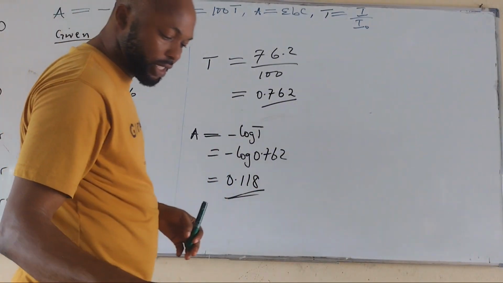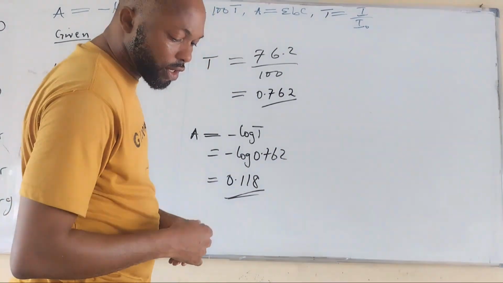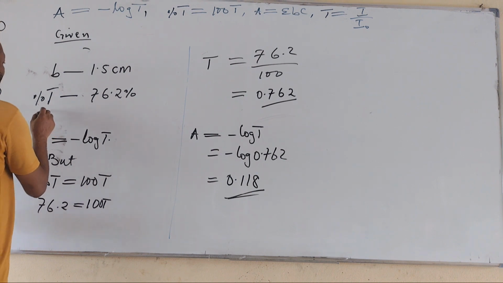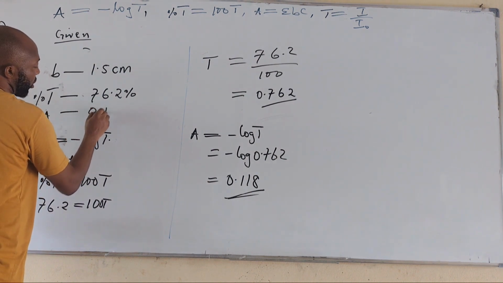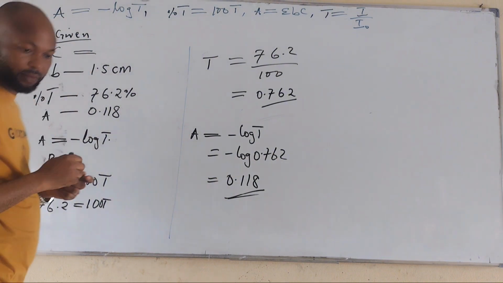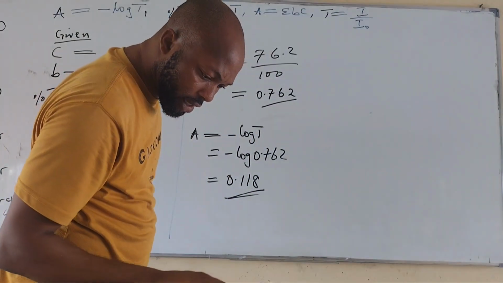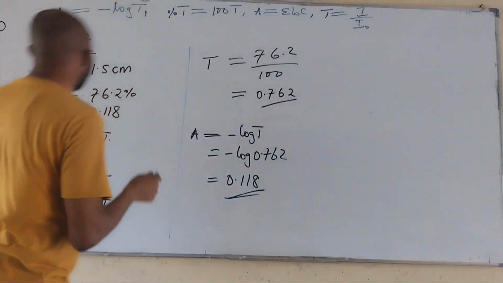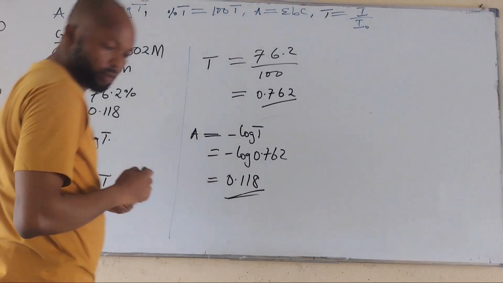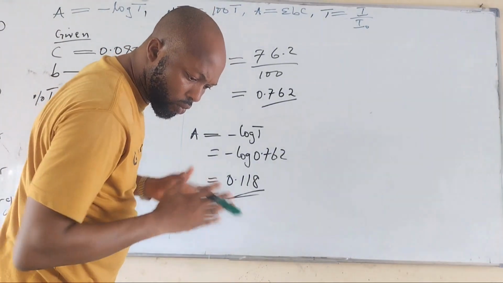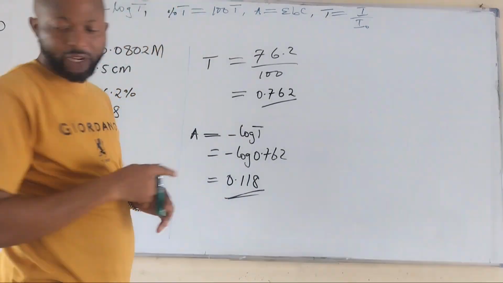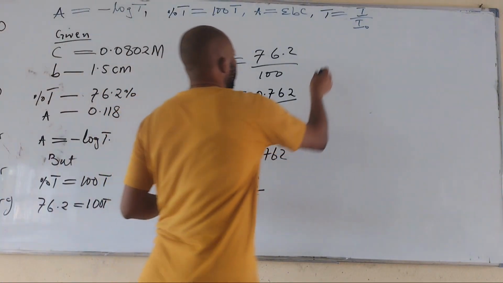That's A. B says, if the concentration is 0.0802, what is the absorptivity of this species at this wavelength? We now have our A to be 0.118, so the absorptivity is what we need.